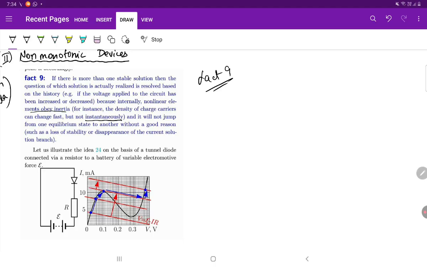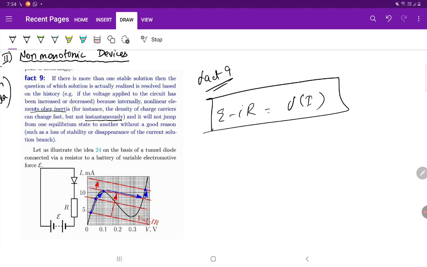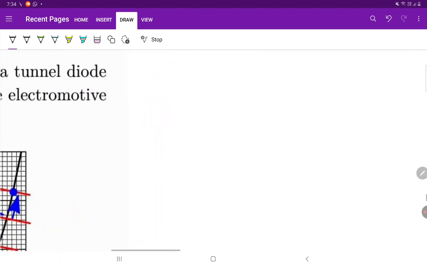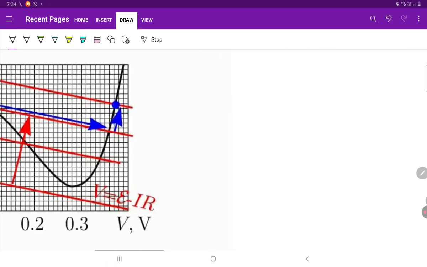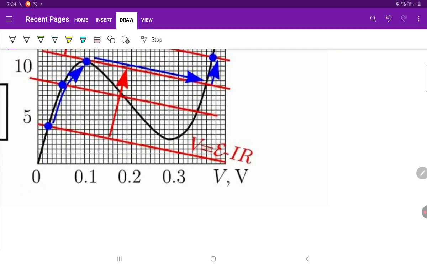As we saw in the last lecture, E minus IR is equal to V as a function of I. The intersection point will give you the corresponding solution. Now there can be a family of E minus IR lines. So one line, as shown in the bottommost red line, has only one solution, which I am marking by point A. Now E minus IR, this is the curve.